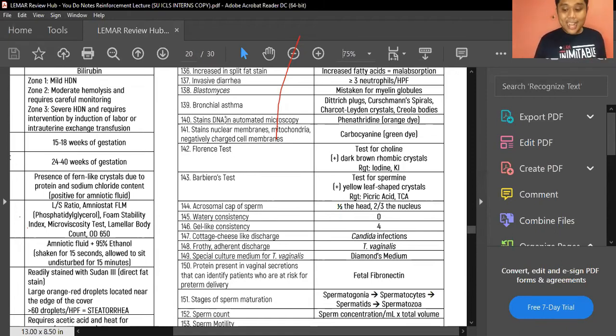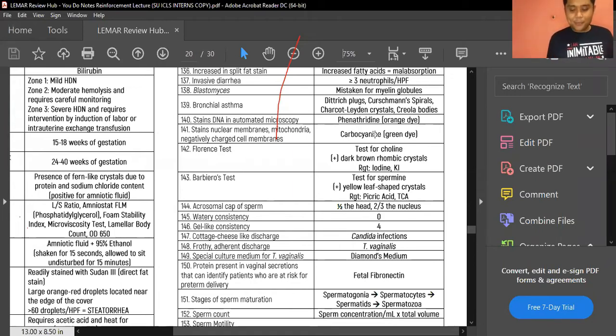What stains the DNA? You have phenanthridine. And how do we remember? The letter D, DNA, phenanthridine. What color? Orange, okay? And what stains the nuclear membranes, mitochondria, and negatively charged cell membranes? You have carbocyanine, okay, which is color green. Okay, now the medico-legal tests for sperm: you have the Florence test, again, test for choline.